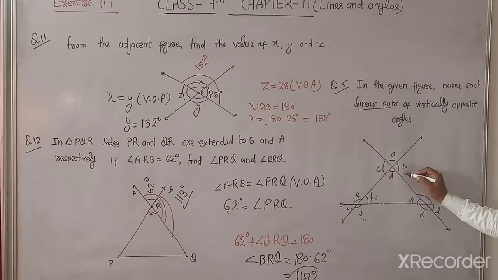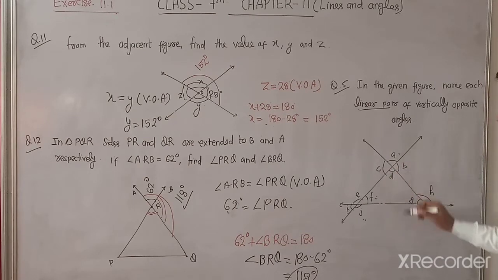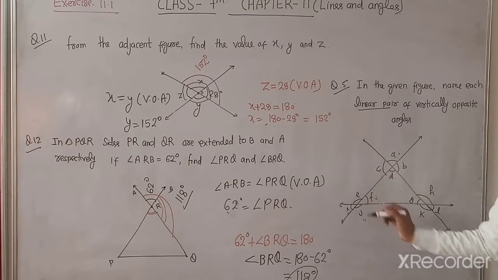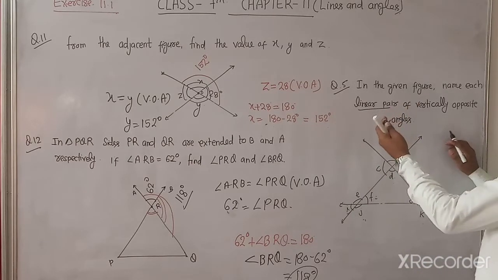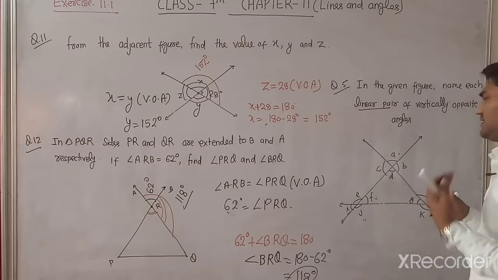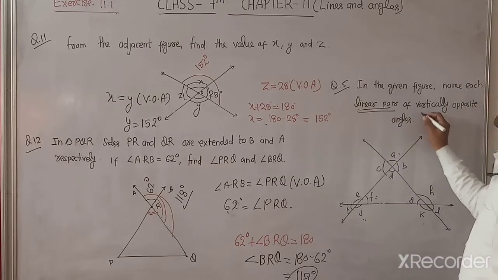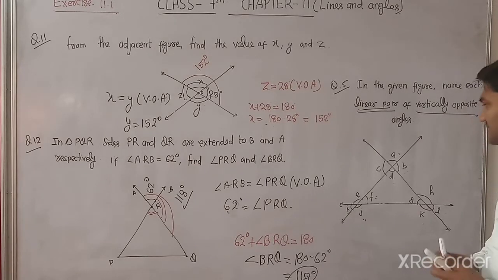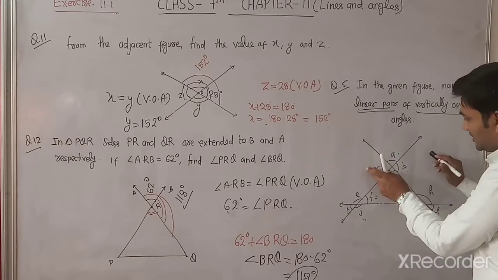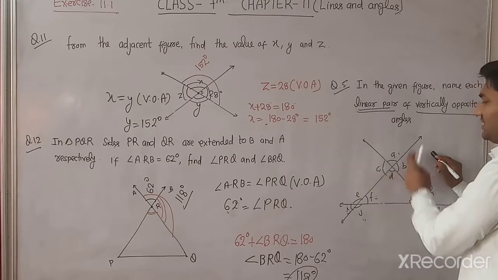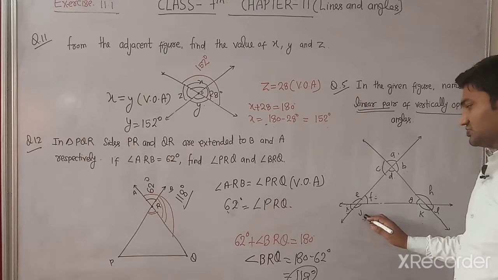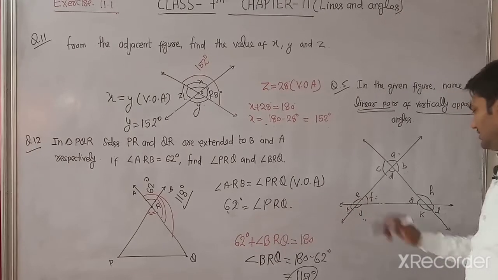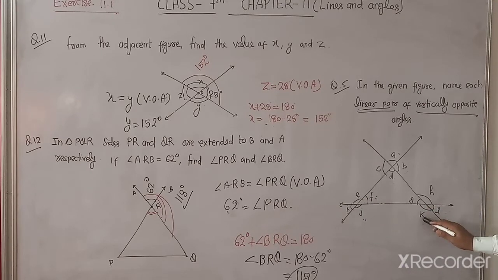Linear pairs means A and B, A and C, B and D. Many angles are forming. You can write the answer to this question: the question asks only for linear pairs and vertically opposite angles. First write the linear pairs: AB, AC, BD, CD. Also EF, FJ, JI, IE are linear pairs. GH, LK, HL, GK are linear pairs.